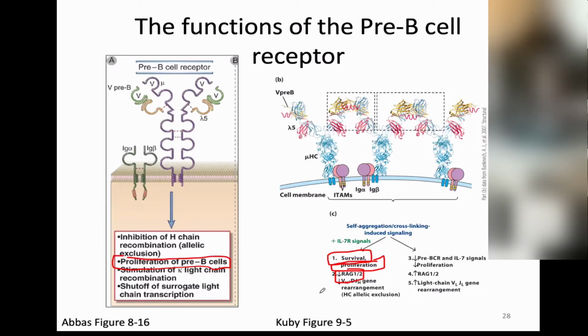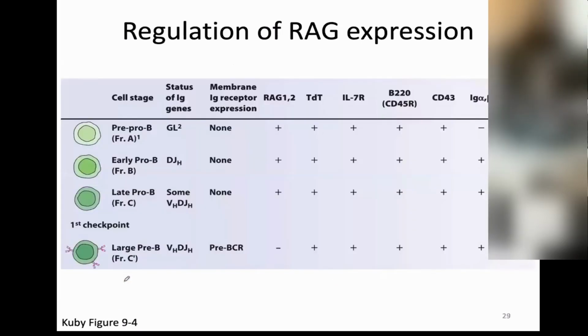We're also going to turn off production of the surrogate light chain. We don't really need it anymore. We made it, we used it, we're done. So we're going to turn off surrogate light chain production. And so you can see here that our pre-B cells at first, like I just told you, are turning off RAG. And again, it's because they want to be able to do that proliferation that I told you about.